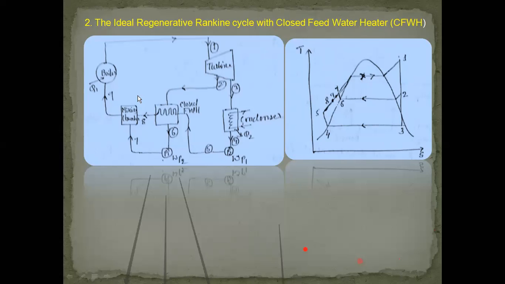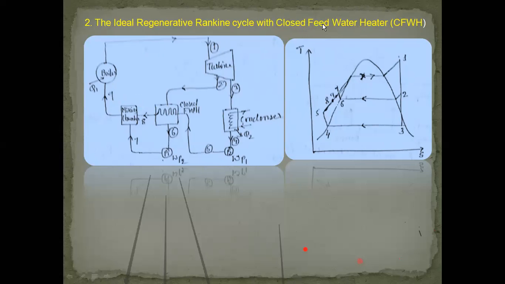At this point, it comes out as a liquid that enters into the boiler. Now at this point 9, heat addition takes place in the boiler till a superheated condition is reached. What is the amount of heat added in the boiler? Right from this point 9 up to 1. So that is how it operates.